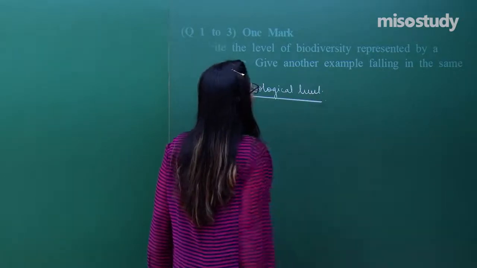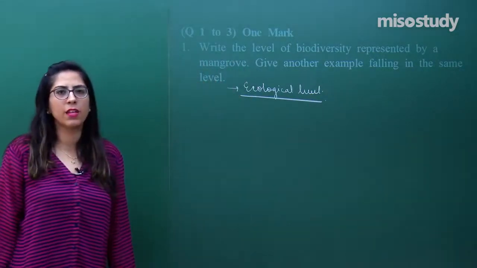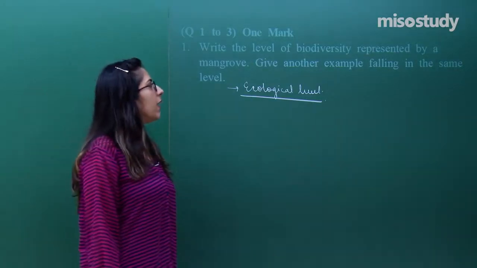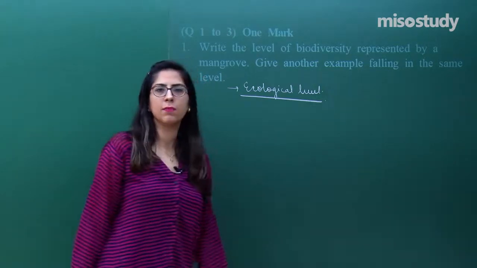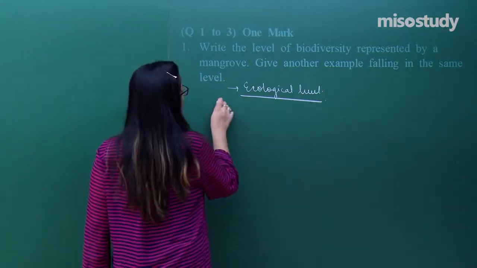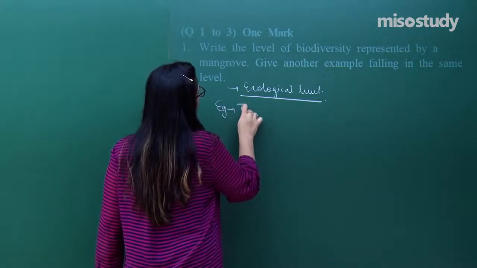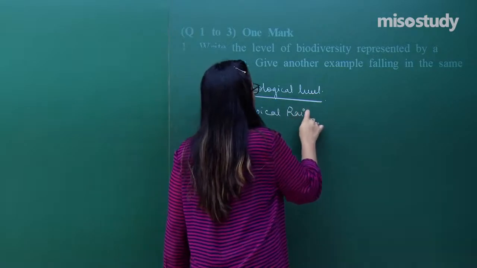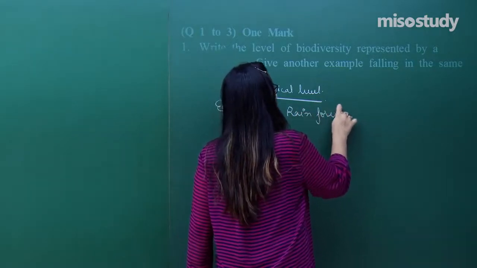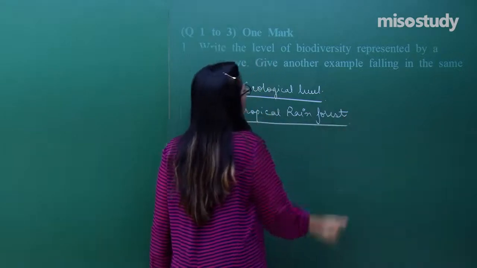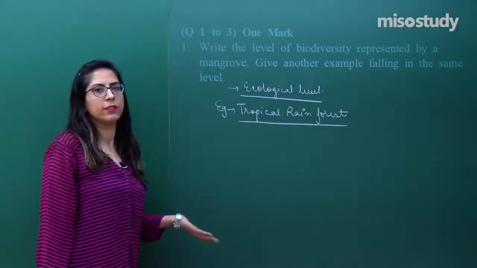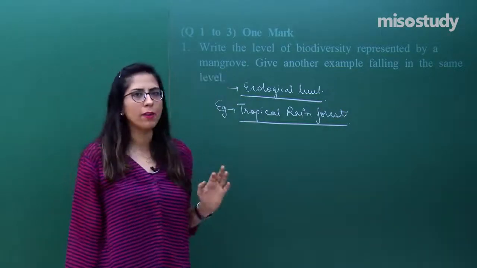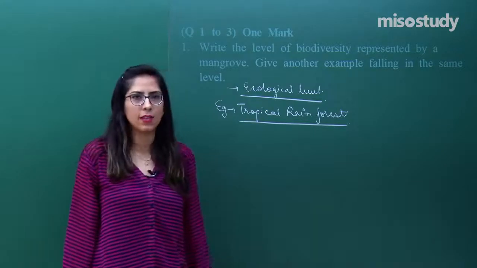Different categories, different types of animals or living organisms live in it. That's why they come under the ecological level. So give another example which is falling in the same level. Another example you can take is a tropical rainforest. Many others are also there, so you can take any of the examples. This is called the ecological level. The first example we studied is mangroves, and the second is the tropical rainforest.